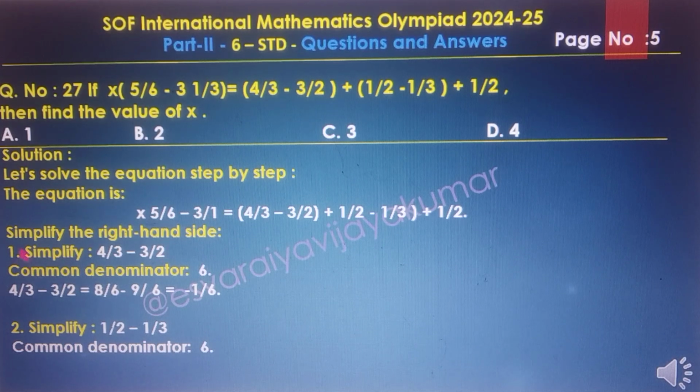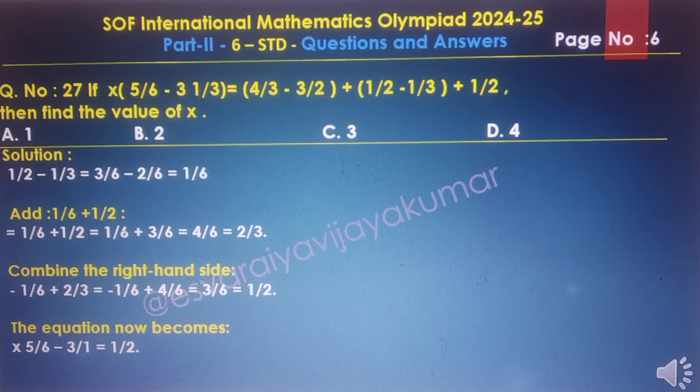First of all, step by step, simplify the right hand side. 4 by 3 minus 3 by 2, the common denominator is 6. 4 by 3 minus 3 by 2 equals 8 by 6 minus 9 by 6, we are getting minus 1 upon 6. Simplify 1 by 2 minus 1 by 3, the common denominator is 6, we are getting the value 1 by 6.